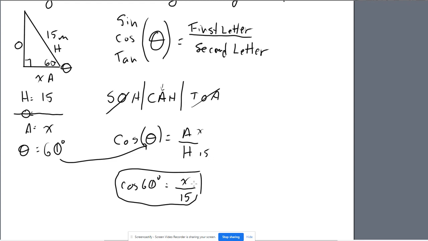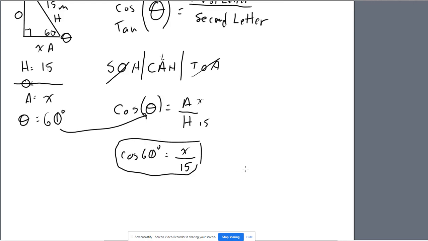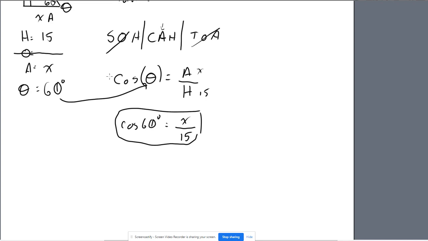So here I am. I need to solve for X. And so we can see that currently X is being divided by 15. So if I want to solve, I want to get rid of everything that's happening to the X. So I'm going to have to multiply both sides by 15, multiply by 15. These 15s are going to go away. I'm going to be left with X is equal to 15 times the cosine of 60 degrees. And I mean, that's obviously beyond what I can do in my head, so I have to get my calculator out.